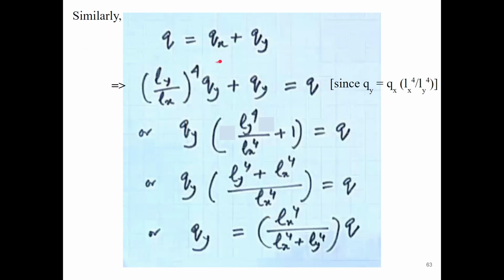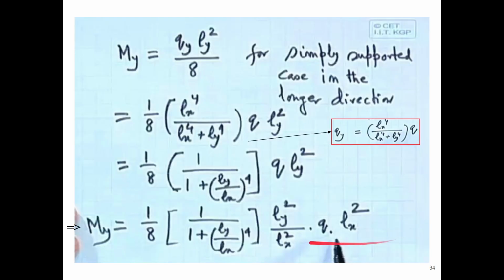Similarly, Q is equal to Qx plus Qy, substituting again the obtained value. That is from the Qx side. Now let us go from the Qy side. If Qy is this much, Qx will be Qy by Lx to the power 4 by Ly to the power 4, or Qy into Ly to the power 4 by Lx to the power 4. Substituting and solving, we get Qy equal to Lx to the power 4 by (Lx to the power 4 plus Ly to the power 4) into Q.